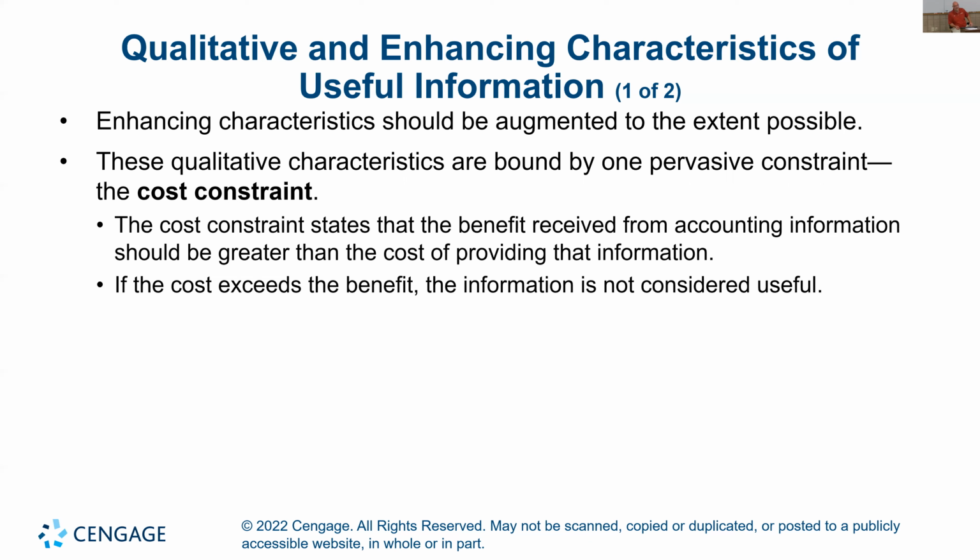And there is a high cost when it comes to tracking every bit of financial information. That kind of goes back to that materiality thing. If it's immaterial, we don't want to sink a lot of cost into it to make sure that users have it, because it's not going to affect the decision anyway. There's no benefit in providing information that is immaterial. If the cost exceeds the benefit, then the information is considered not useful.